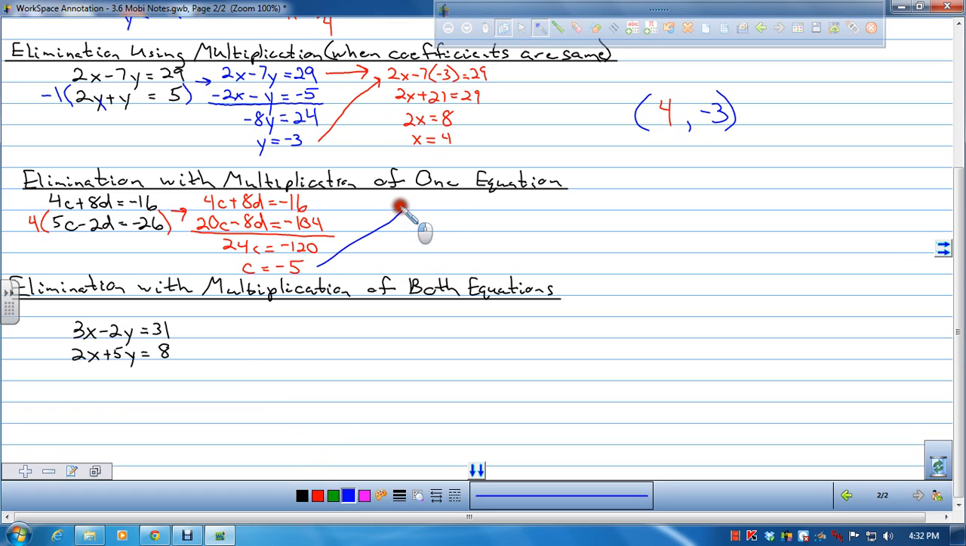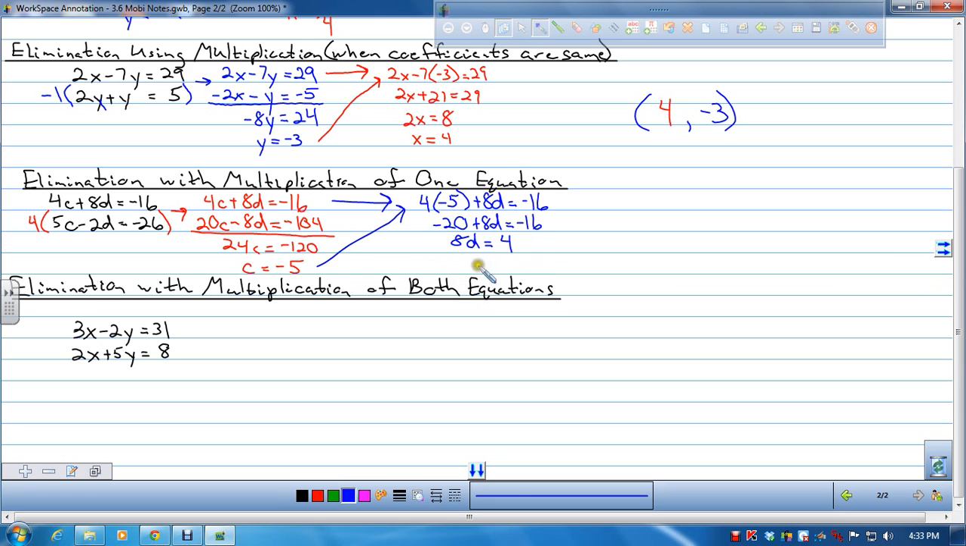Alright. So now what I'm going to do, plug that value into the one that I didn't do anything to. Okay, so 4 times c, which is -5, plus 8d equals -16. So -20 plus 8d equals -16. Add 20 to both sides. So 8d equals 4.